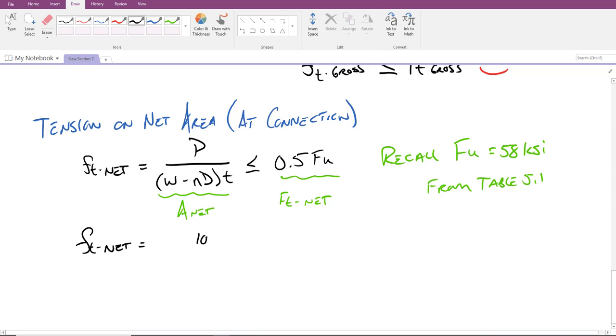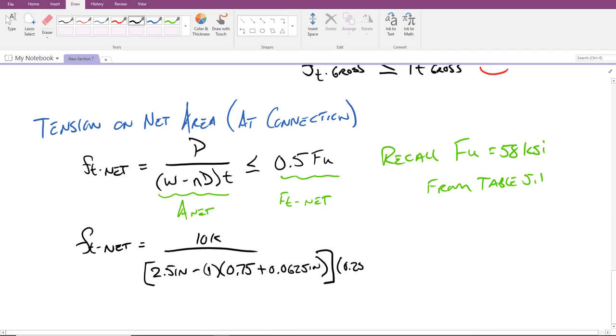FT net equals the 10 kips divided by, all right, we've got 2.5 inches as our width. We've got one bolt, so we'll go ahead and put one bolt right there. And that's multiplied by the bolt diameter. Now remember, the hole's got to be at least a 1/16 of an inch bigger than the bolt diameter. So I'm going to add a 1/16 of an inch to that. I had to do this on my calculator to figure out what a 1/16 of an inch looked like in decimal form. But 1 divided by 16 is 0.0625 inches. And that gives me my net area.